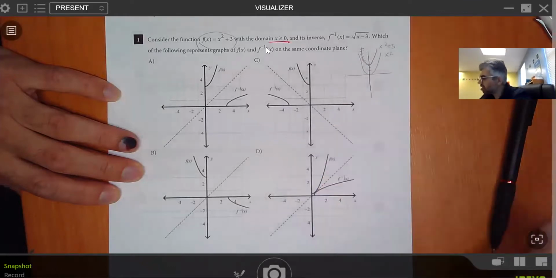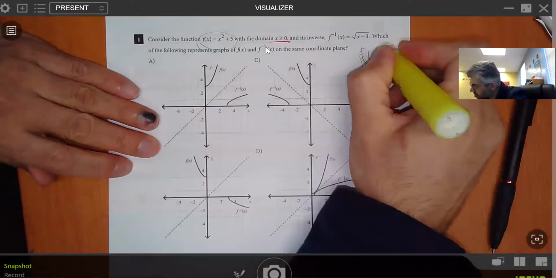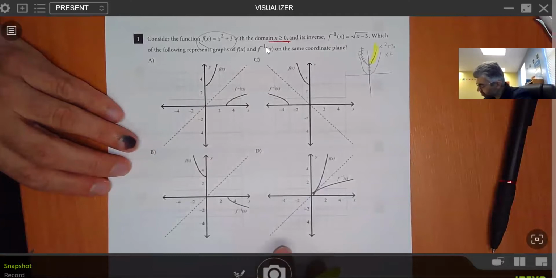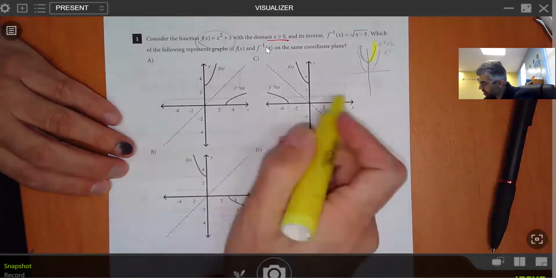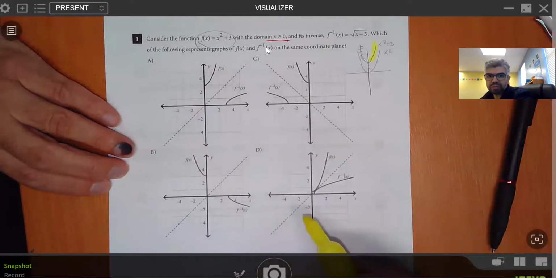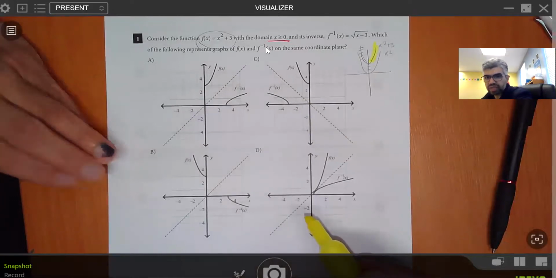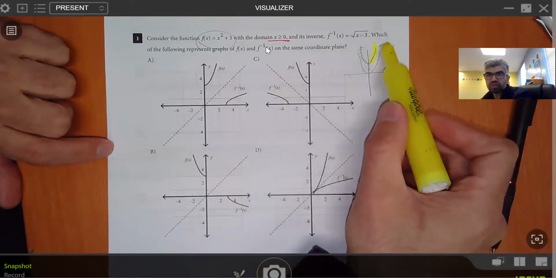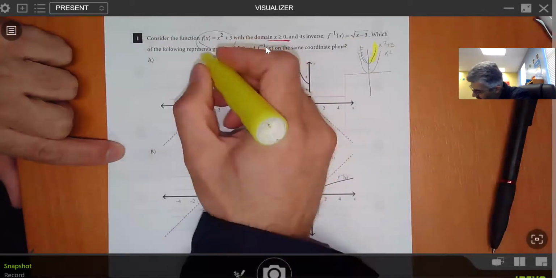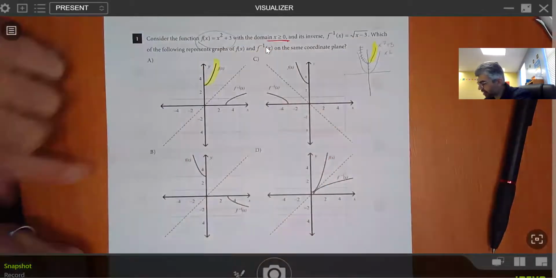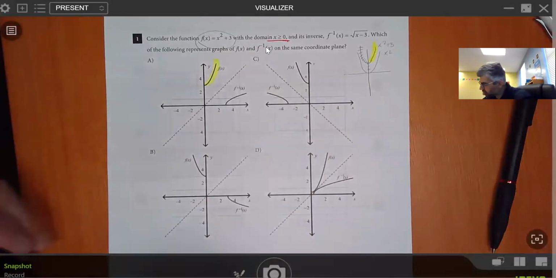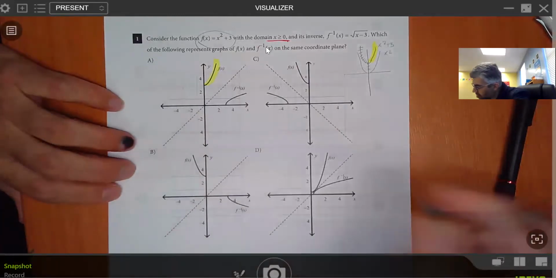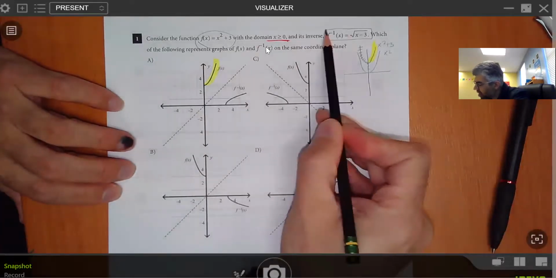So for us, which part is important? Just this part is important. In which option do we see this graph? Would you please type in chat? In which option do we see this part of the graph of the function x squared plus 3? Exactly, here it is. It is A. And then, as you see, there are no other options. So it means this is the answer, but also let's check the inverse function square root of x minus 3.